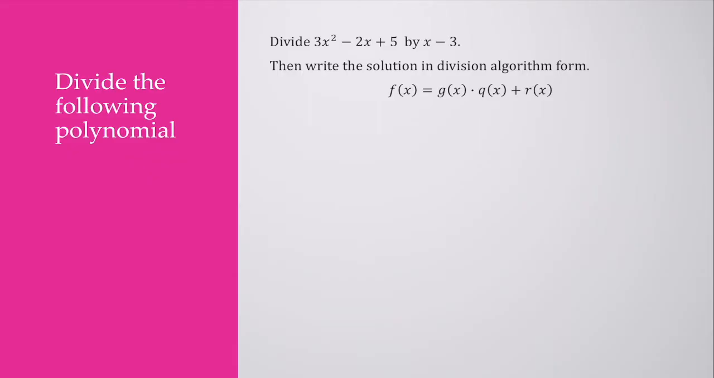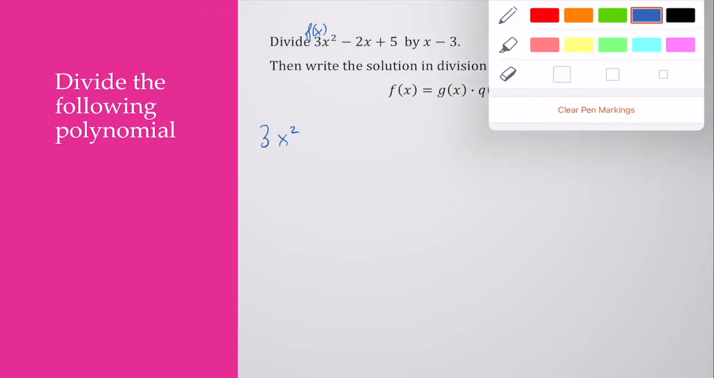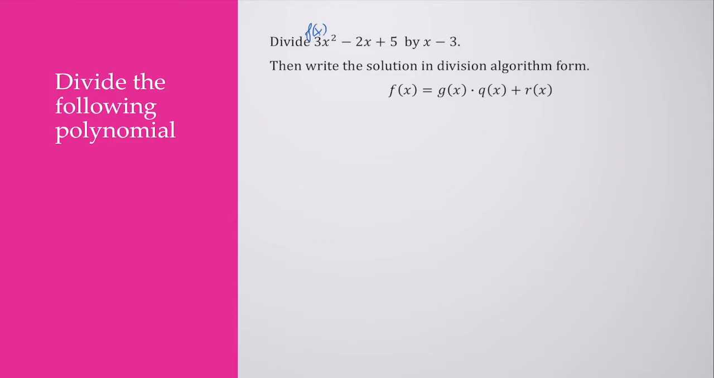So I'm going to divide the polynomial f of x equals 3x squared minus 2x plus 5 by x minus 3, and then we'll rewrite this using the division algorithm. So I'm going to take 3x squared, let me scoot that over a little actually. X minus 3 divides 3x squared minus 2x plus 5.